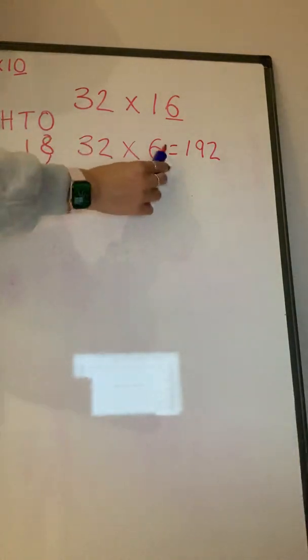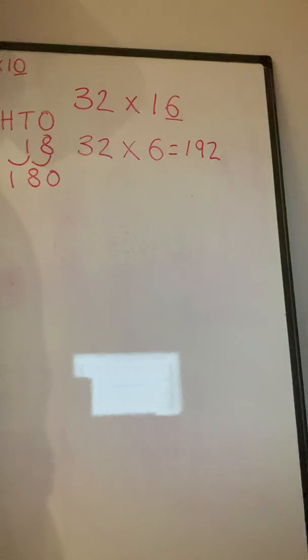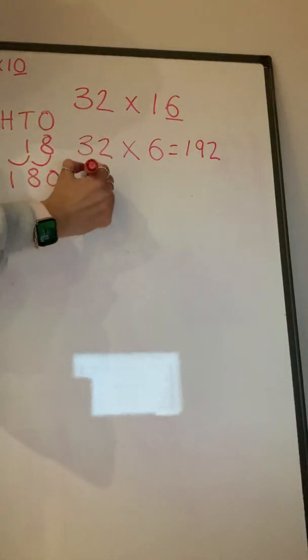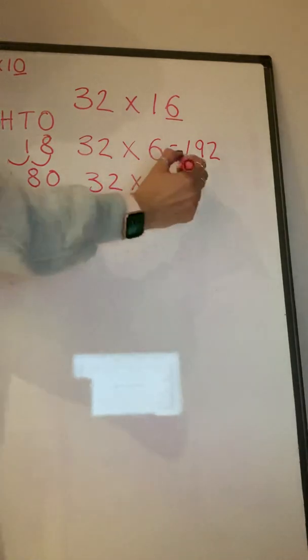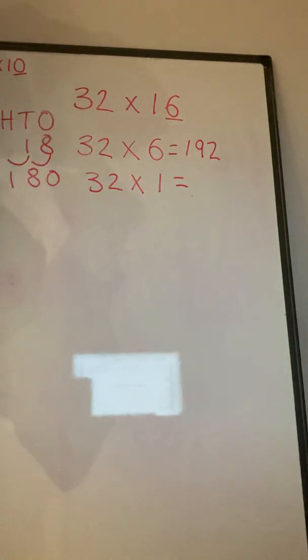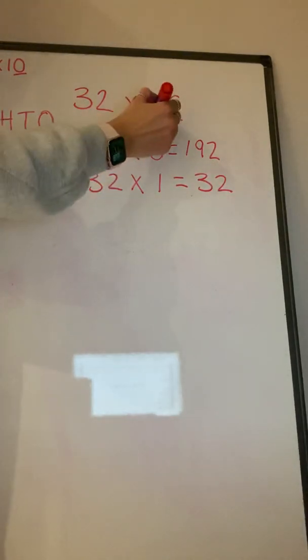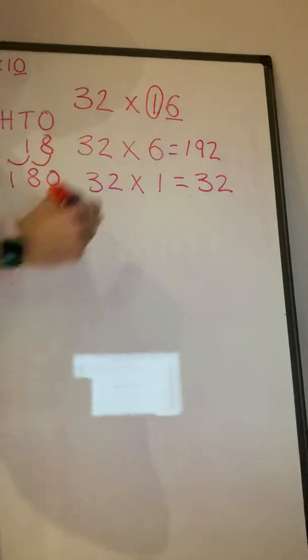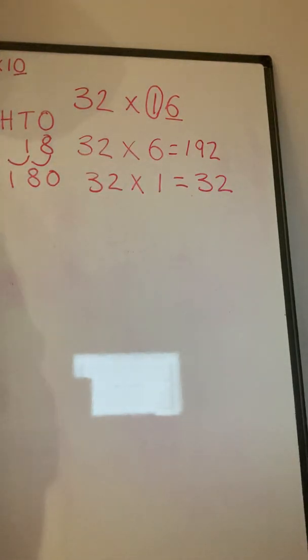So we've got 32 times by 6. Now hopefully we're all thinking, well, we've still got to multiply it by that tens column. So we'll do 32, and we're going to multiply it by 1. 32 times by 1, easy peasy, is 32. But we know that that 1 is actually a 10. So we need to make that number 10 times bigger.